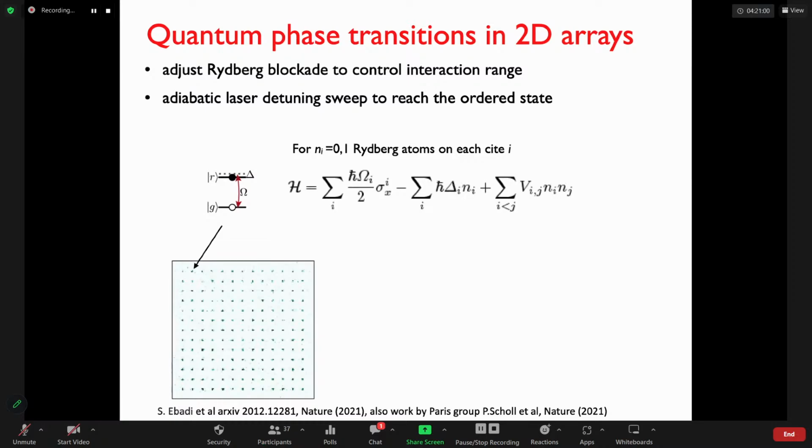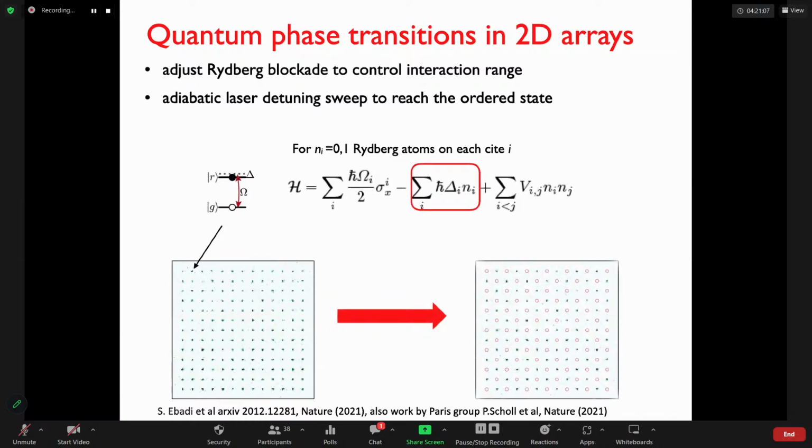And so, for example, if delta is negative here, then you would like to have n equals 0 on each lattice site. So it means that the ground state of the Hamiltonian should be all atoms in the lower state, the ground state. And if we now take this detuning and change it from negative to positive, then what we'll see is this kind of order emerging. This kind of order is basically every other atom is excited. So it's an antiferromagnetic state.